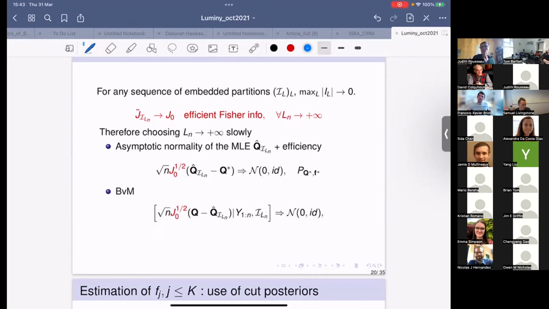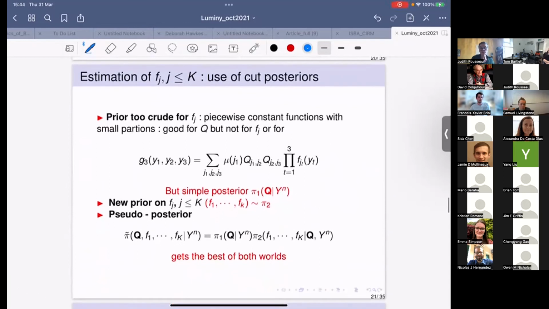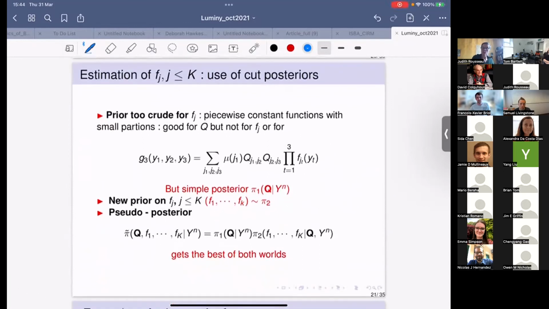And if you remember, the prior I have put is totally stupid for the emission densities, because I'm assuming that they are piecewise constant, and the number of pieces is not very large. So it's not at all a good model for the emission densities. So there is no chance I can recover a good posterior distribution for the emission densities. So this is why I'm going to use a cut posterior, because I want not only to be good for Q, but I also want to be good for F, for the emission densities.